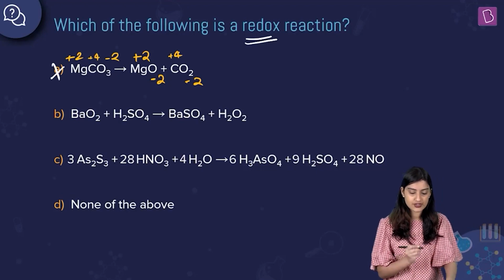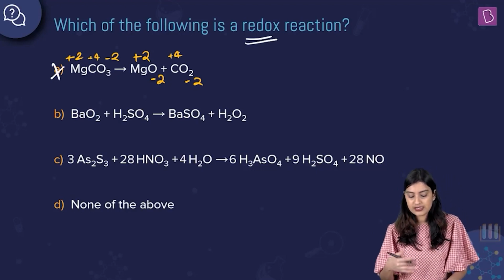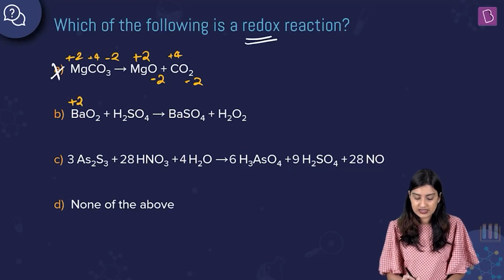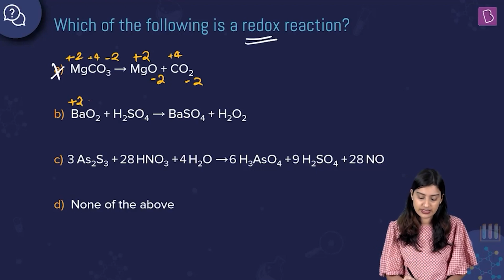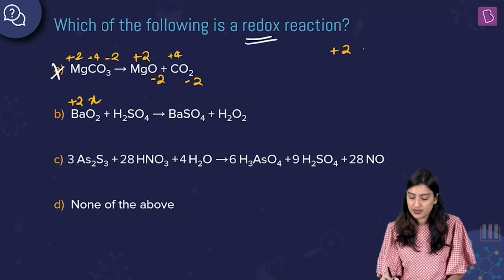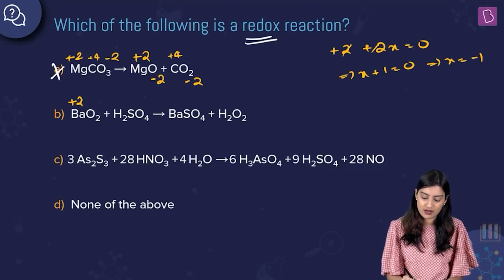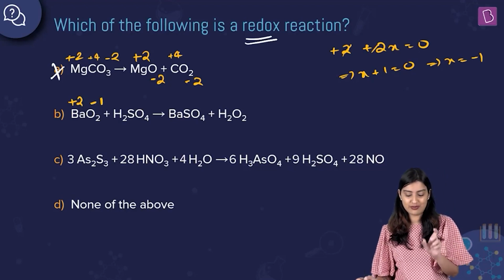Cool. Next, you have option B. And here they're saying that you have BaO2 plus H2SO4 gives you BaSO4 plus H2O2. Okay. Barium you know is in +2 oxidation state, right? And here oxygen is not in its usual -2 oxidation state, right? Let's find out. You have +2 plus 2x is equal to 0. So which means x plus 1 is equal to 0. So you have x is equal to -1. So oxygen is in its -1 oxidation state, as we generally see in peroxide. So this is barium peroxide.